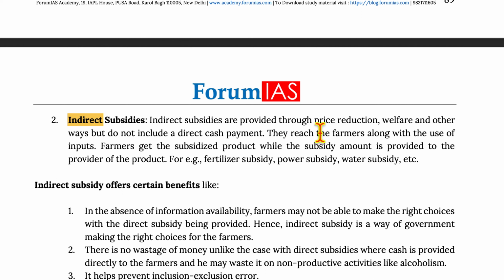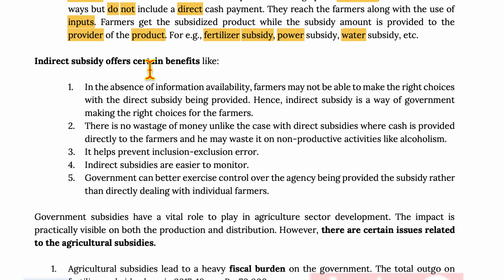Now, moving on to indirect subsidies. Indirect subsidies are provided through price reduction, welfare, and other ways, but do not include a direct cash payment. They reach the farmer along with the use of inputs. Farmers get subsidized products while the subsidy amount is provided to the provider of the product. For example, fertilizer subsidy, power subsidy, water subsidy, etc. Now, indirect subsidy offers certain benefits. In absence of information availability, farmers may not be able to make the right choices without direct subsidy being provided. Hence, indirect subsidy is a way of government making the right choices for the farmers.